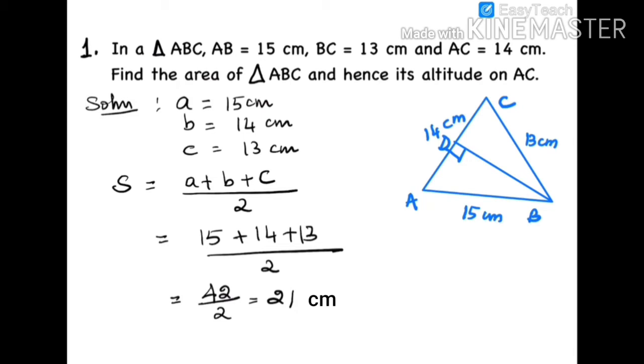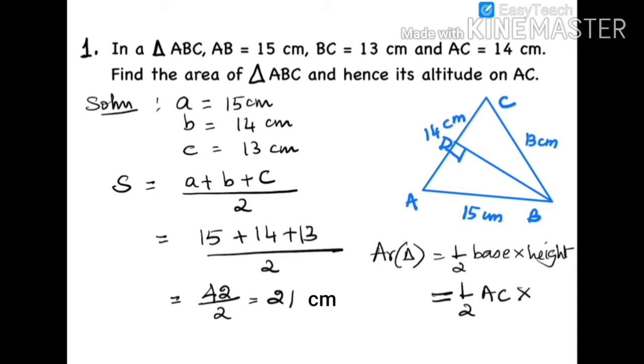Now in this part of the question, we will have to use the other formula for the area of triangle, which we had learned in the first video of this chapter. Area of triangle can also be given by half base into height. So if I take the side AC as the base, then BD will be the corresponding height. So we can find the area of this triangle as half AC into BD.